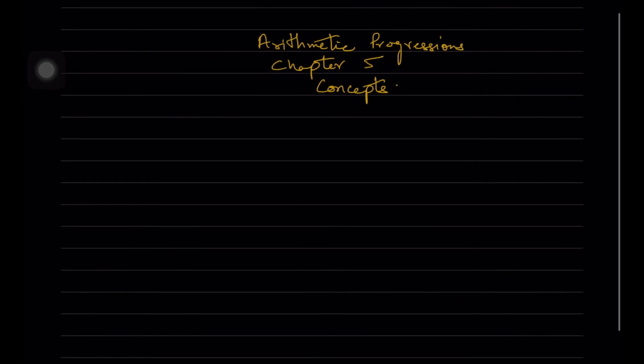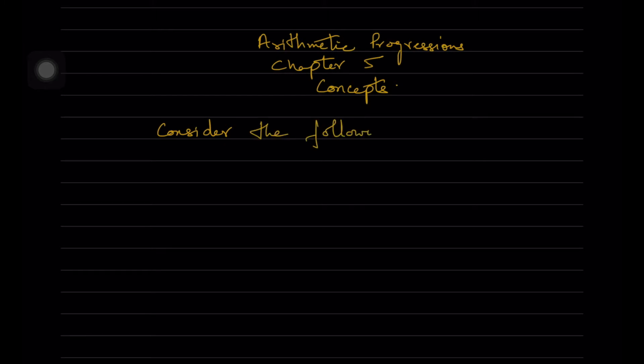Now in this we'll be learning about what are terms, what is the sequence, what is the AP, what is nth term, what is sum of first n terms and all. So first we'll just consider some list of numbers, see some examples. From that we'll try to understand what is a term and what is a sequence. So consider the following lists of numbers.